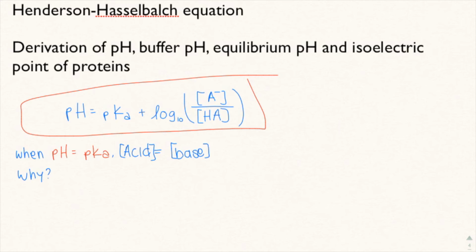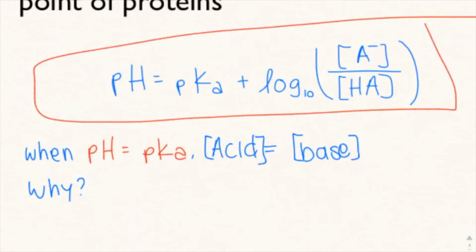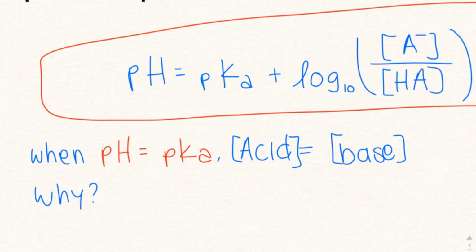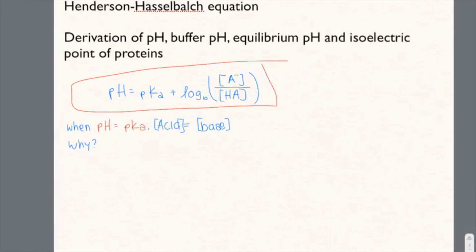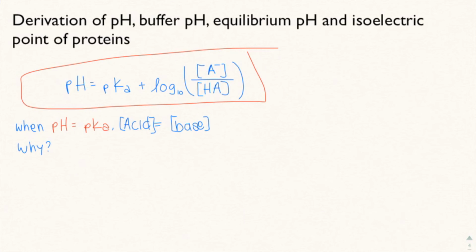There's one thing, though, that's very important to realize, and that's that when the pH equals the pKa, the concentration of the acid is going to equal the concentration of the base. Well, how does that happen? Let's take a look at this formula.